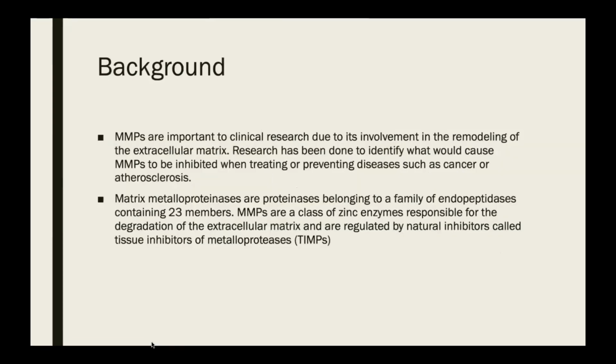Some background information. MMPs are crucial and important to clinical research due to their involvement in remodeling of the extracellular matrix. Research has been done to identify what would cause MMPs to be inhibited when treating or preventing diseases such as cancer. Matrix metalloproteinases belong to a family of endopeptidases containing 23 members. So there are 23 MMPs that can be found in the body, but for our research purposes, we are only looking at MMP9 and MMP1.